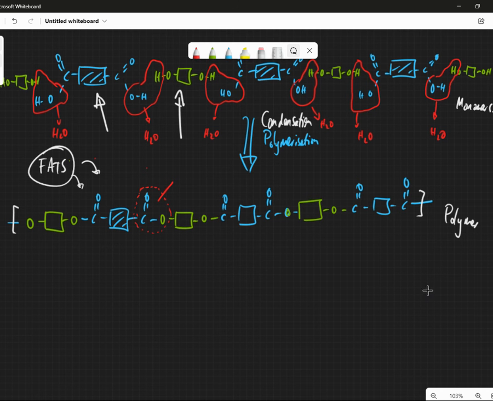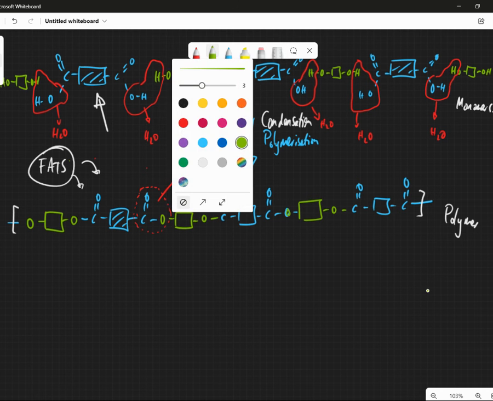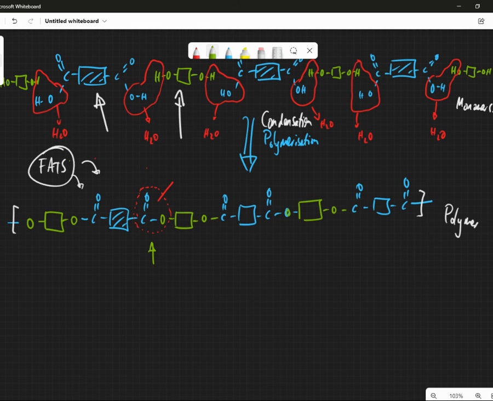Right, now, as I was saying, what do we call this functional group here? This is an easy one because we've seen this functional group before.